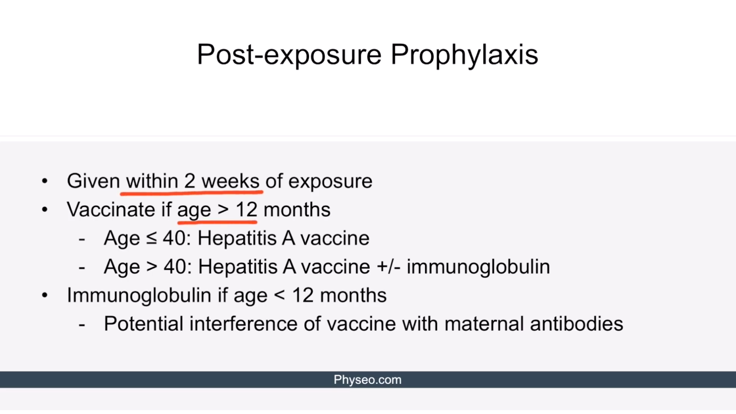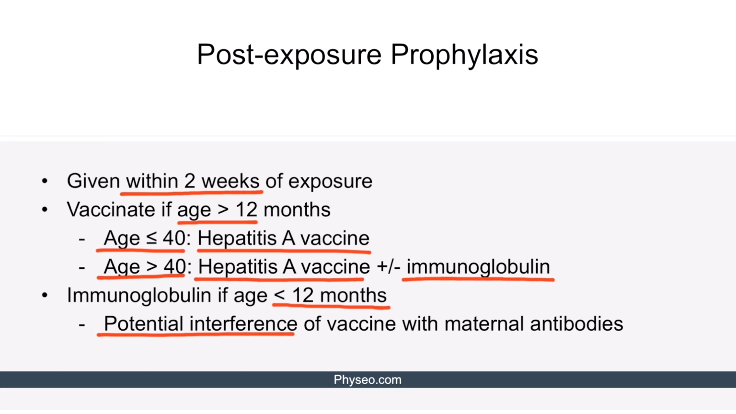People above the age of 12 months are to be vaccinated. Generally, for people that are less than 40 years old, the hepatitis A vaccine is administered, whereas for people who are older than 40, the hepatitis A vaccine is administered along with immunoglobulin. Immunoglobulin is used if prophylaxis is needed in infants, that is, those less than 12 months of age. This is done to avoid the potential interference of the vaccine with maternal antibodies in this age group.